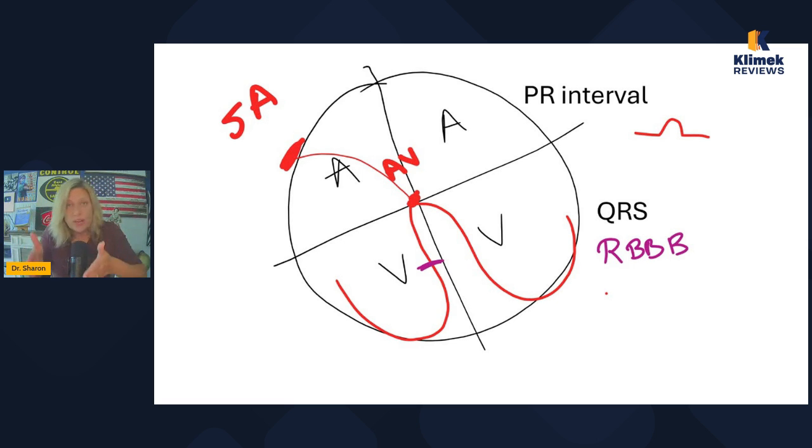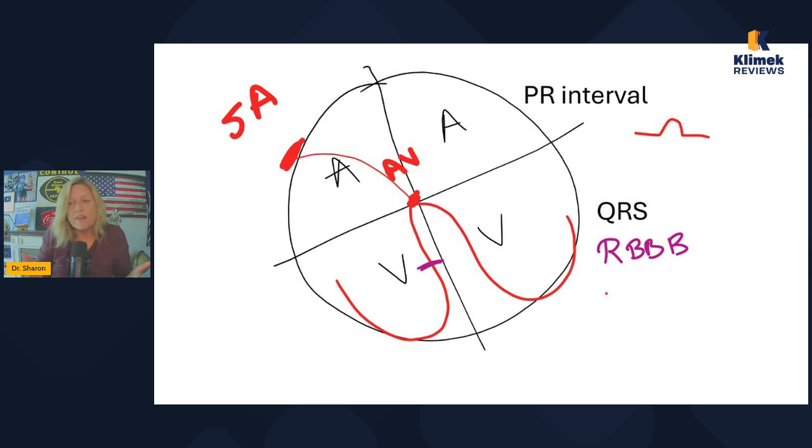Remember, you have the bundle branches, the right and the left, and then going out into the Purkinje fibers. Well, let's say you have a block on the right side. And remember, the right ventricle is smaller physiologically than the left ventricle, okay? So the right ventricle is smaller, which means the right electrical conduction generates a smaller wave, so to speak, okay?